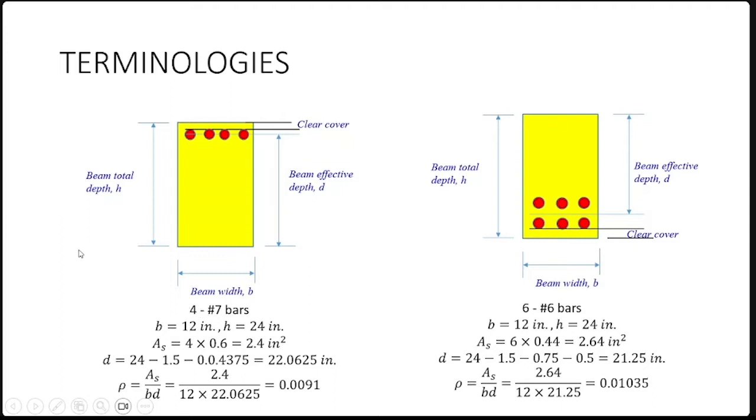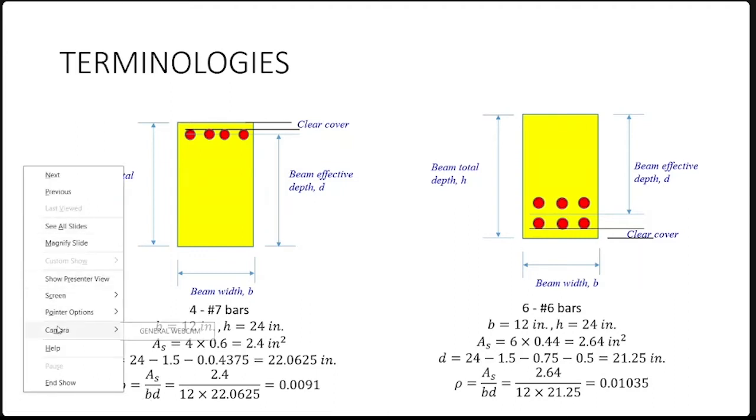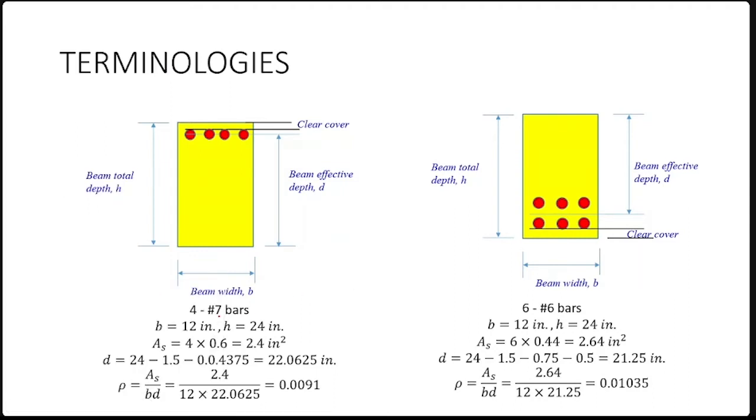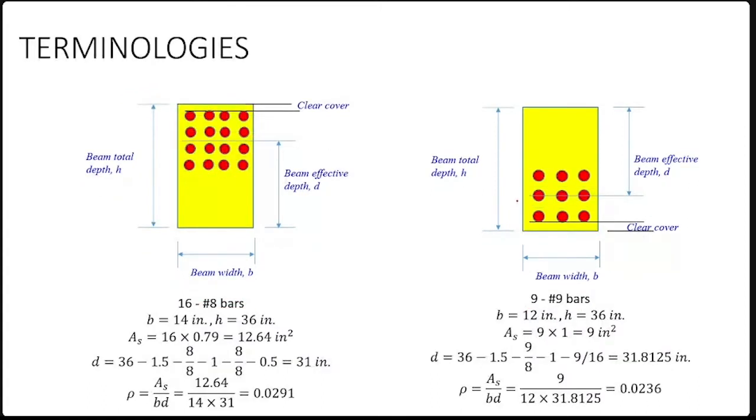So we mention usually this way. For example, 4 number 7 bars. So here there are 4 number 7 bars. For example, 6 number 6 bars is mentioned here, which means there are 6 number 6 bars. So this way, every beam will be having certain number of bars, and the bar size must be mentioned.